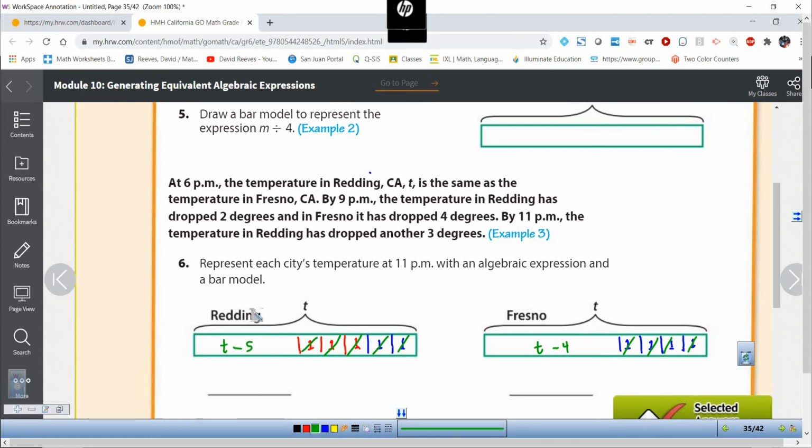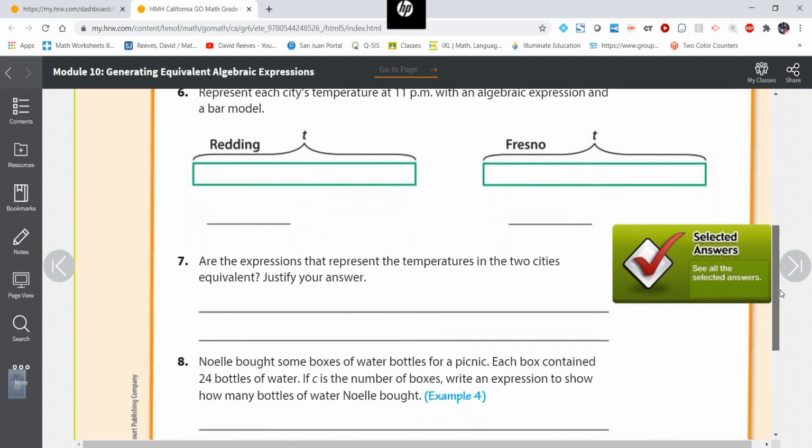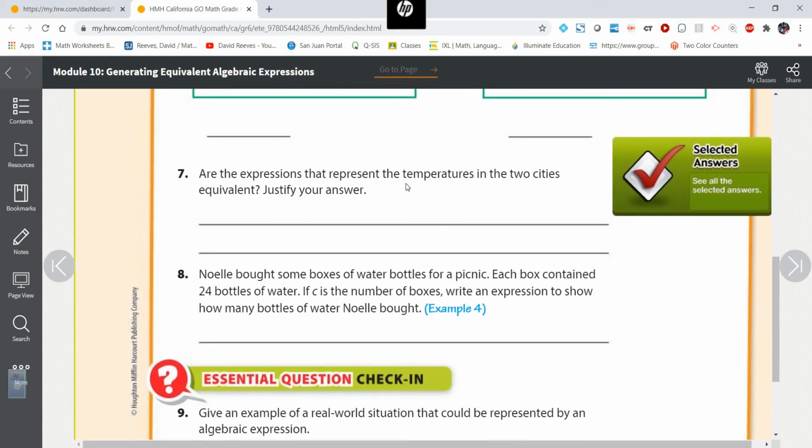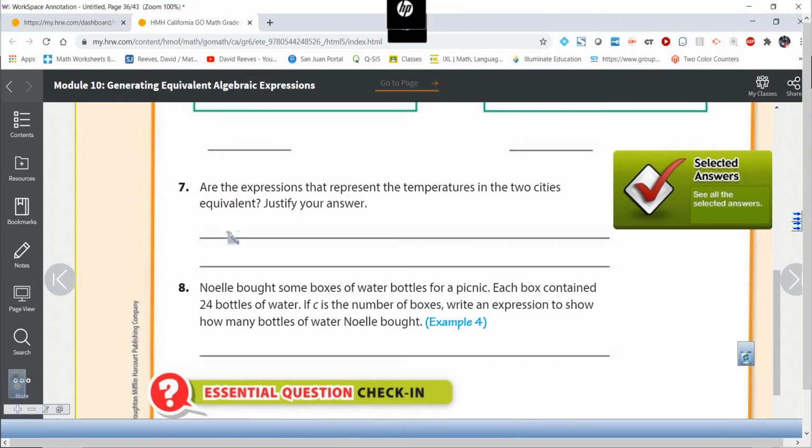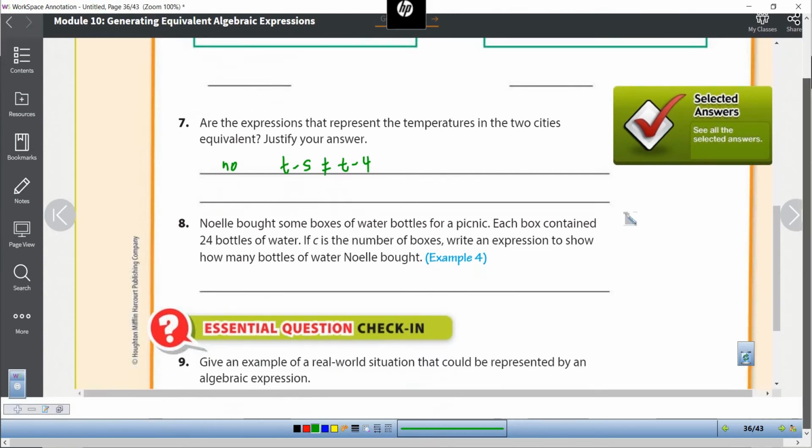All right. So there we go. There's our bar models, and there is our expression right there. T minus 5, and Fresno is T minus 4. Okay. All right. Are the expressions that represent them equivalent? No, they are not, because T minus 5 is not equivalent to T minus 4. Not at all.